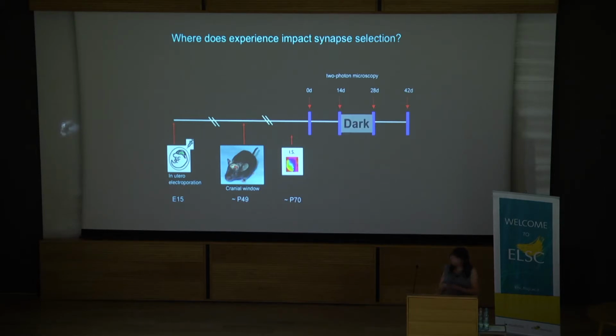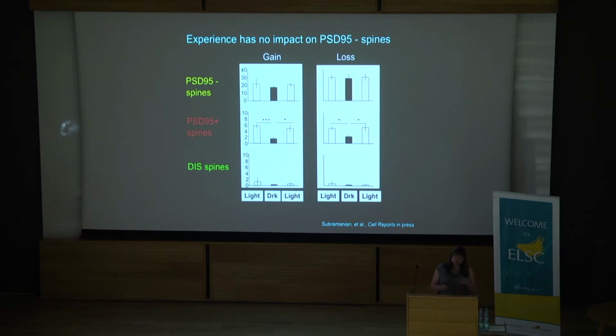And what we did is after the first 2 weeks, so we had a baseline 2-week interval, then we put the animals in the dark for 2 weeks, and then we took them out again for another 2 weeks, and we had imaging intervals before and after the dark. And then we asked in the different spine categories who's impacted by this. And what we have here is the number of spines gained and lost at each one of these intervals divided by category.